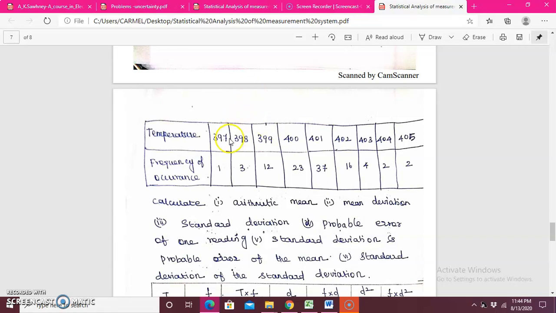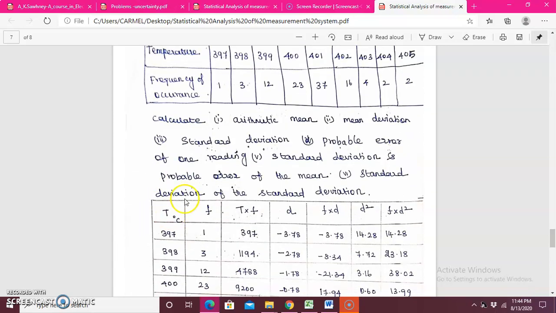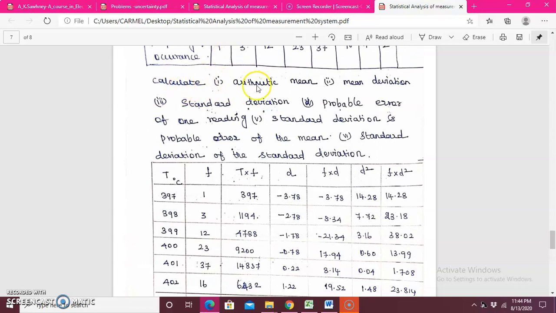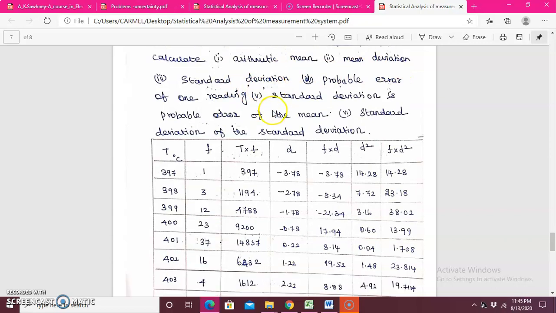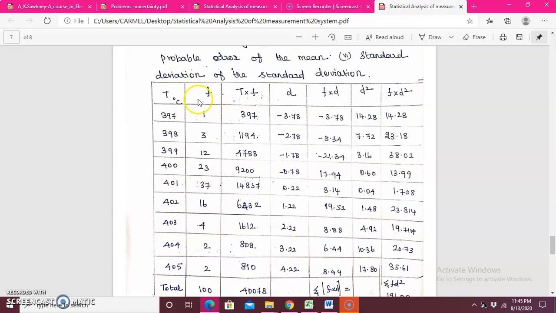So in this problem they have given the temperature and the frequency of occurrence. So what we are supposed to do is, first we have to tabulate the temperature, then we have the frequency of occurrence, then out of which we have to calculate the mean deviation, standard deviation. So if the frequency of occurrence is given, the first step is you have to multiply the temperature with the frequency of occurrence, that is T into F.